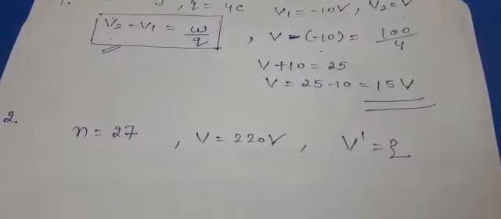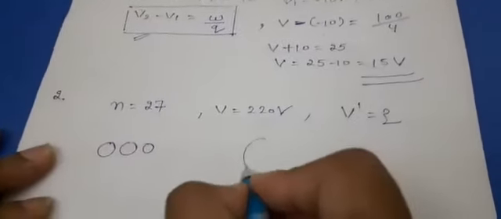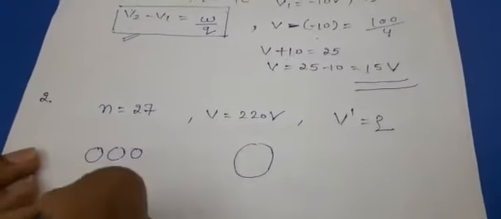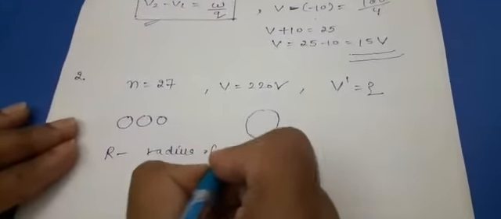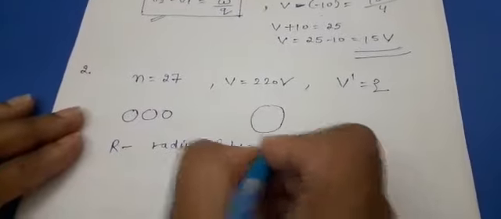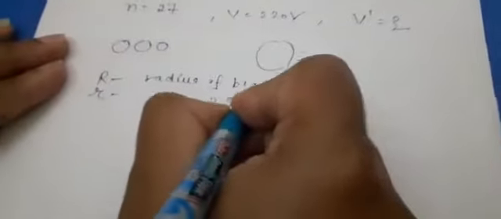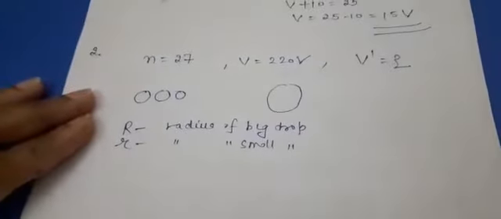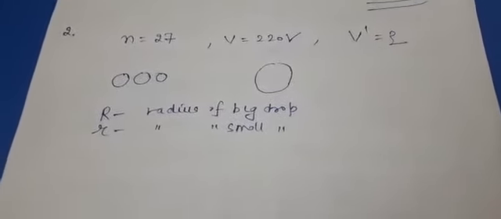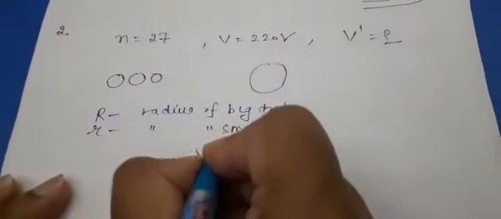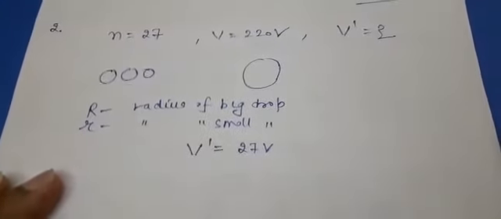So as per the numerical, we have such small drops. They are combining to form a big drop. Let capital R be the radius of the big drop and small r the radius of the small drop. Whatever volume of small drops is there, that is combining to form the big drop. So the volume of the bigger drop will be 27 times the volume of a small drop.